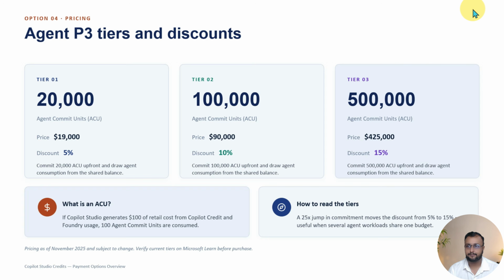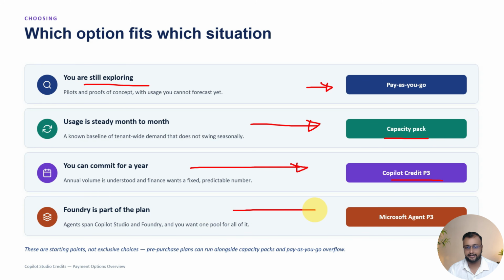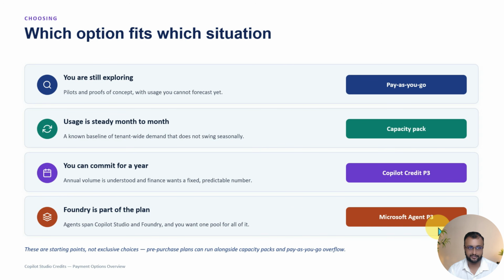Now let's summarize the overall thing: when you need what type of license. When you are in exploration mode, go with pay as you go. When your usage is steady month by month, go with the capacity pack. When you are ready to commit for a year for Copilot credit, you can go with the Copilot credit pre-purchase plan. And if you need Foundry, Fabric, and specifically GitHub Copilot to be consumed in a single subscription, at that time you can go with the Microsoft Agent pre-purchase plan. So this is how you can purchase the credit.